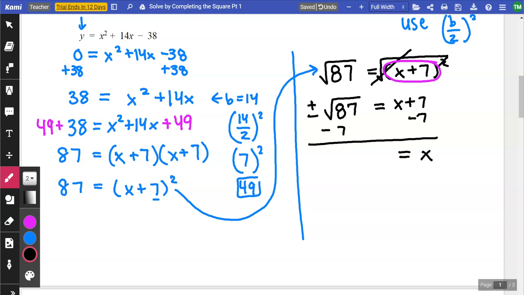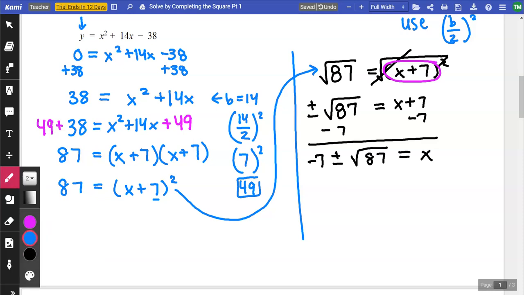So if I have the square root of 87, am I allowed to combine that with 7? 7 does not have a radical attached to it. We can't just subtract it from the square root of 87. So we're actually just going to write it as negative 7 out in front plus or minus the square root of 87. So what this gives us is our two answers. Just like when we solved by factoring and we ended up with two answers, we still have two answers.